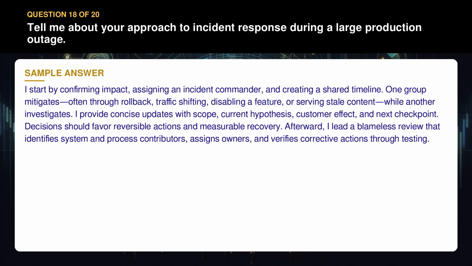Question 18. Tell me about your approach to incident response during a large production outage. I start by confirming impact, assigning an incident commander, and creating a shared timeline. One group mitigates, often through rollback, traffic shifting, disabling a feature, or serving stale content, while another investigates. I provide concise updates with scope, current hypothesis, customer effect, and next checkpoint. Decisions should favor reversible actions and measurable recovery. Afterward, I lead a blameless review that identifies system and process contributors, assigns owners, and verifies corrective actions through testing.